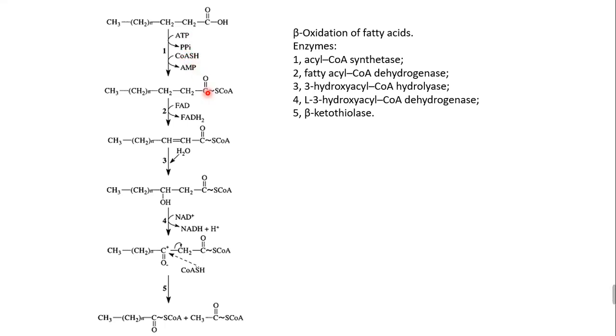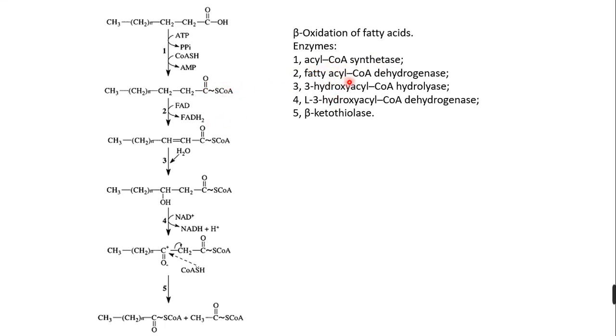Now the coenzyme A is attached with a high energy bond, and this high energy bond attaches coenzyme A with the carbonyl carbon. Now this is called fatty acyl-CoA. Once fatty acyl-CoA is formed, the first enzyme is acyl-CoA synthetase. That's all.